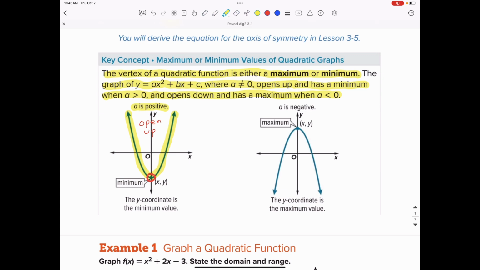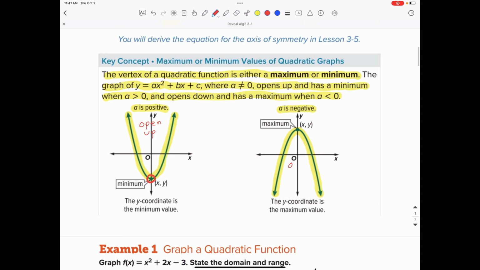If the a value is negative, that means that it is opening downward. So it is decreasing on the left and also decreasing on the right. So it's opening downward, so it opens down. And what that means is the vertex is the high point, and if the vertex is a high point, then it is a maximum.